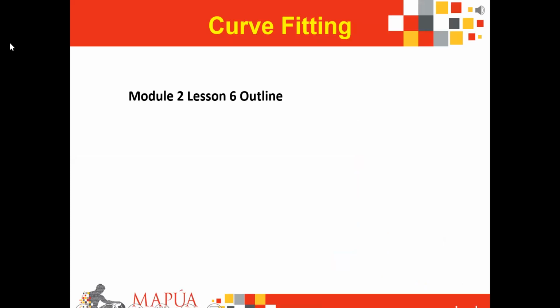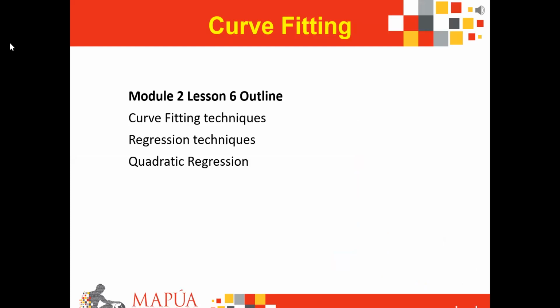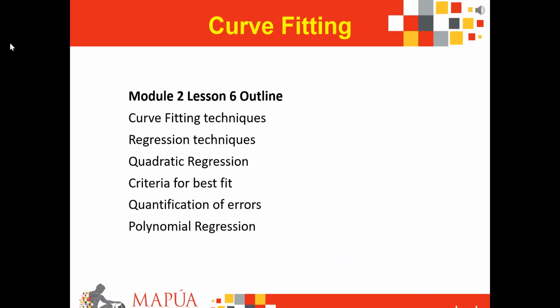For this module, we will be discussing the curve fitting techniques under regression, which is polynomial regression, by starting off discussing quadratic regression, and then its criteria for best fit, and then how errors are quantified using quadratic regression, and then move on to polynomial regression, and then its coefficient of determination.